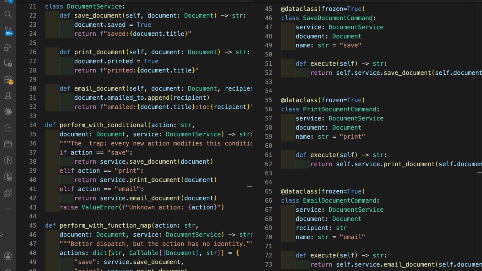Here they are side by side. These may look superficially similar. Both involve indirection. Both delay execution. But structurally, they're very different. On the left, behavior disappears immediately. On the right, behavior participates in the model. That's the real pattern. What makes this a pattern is not the implementation, it's the intent.